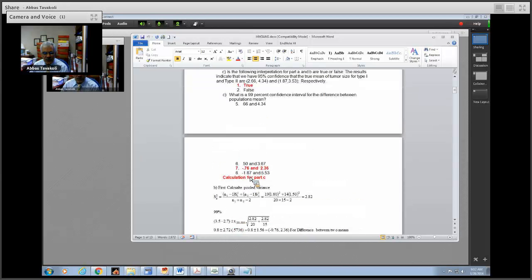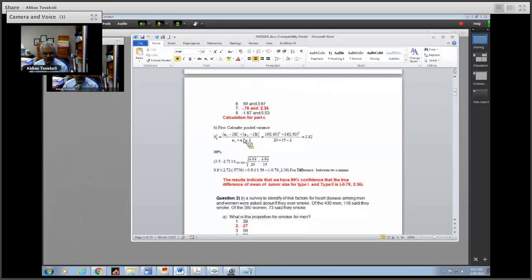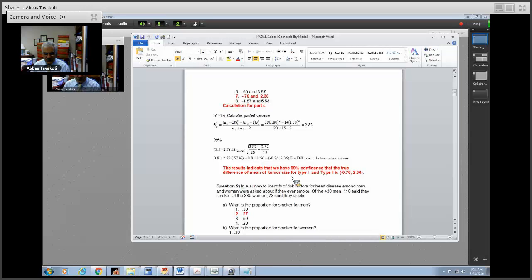I said 99%, which means alpha is 0.01, divided by 2 that would be 0.005, so the quantile is 0.995. Then you calculate the standard error the same way, which is the pooled variance divided by sample 1 plus pooled variance divided by sample 2, and you get that difference. What it means is we have 99% confidence the true difference of means of tumor size for type 1 and type 2 is between these two values.